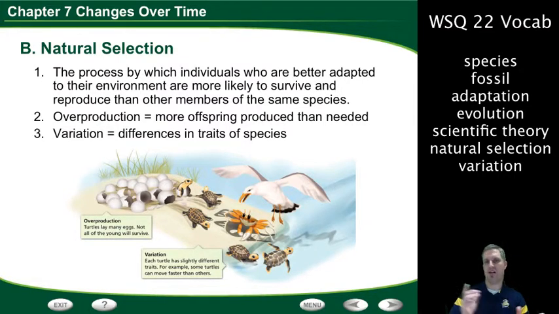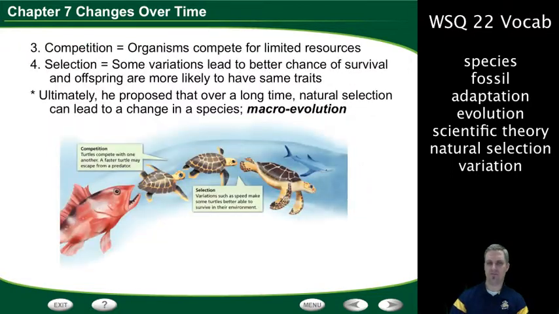And he also said, well, guess what? There's always overproduction. Take the turtles. Turtles produce literally hundreds, if not thousands, of eggs. And of those hundreds or thousands of eggs, only a few will survive. Only the strongest will survive, survival of the fittest. So he said, hey, there's going to be overproduction. More offspring will be produced than needed. And there's going to be variation. There are differences in all the different traits of species. So when turtles hatch, there's going to be hundreds of different variations in that one brood of turtles.